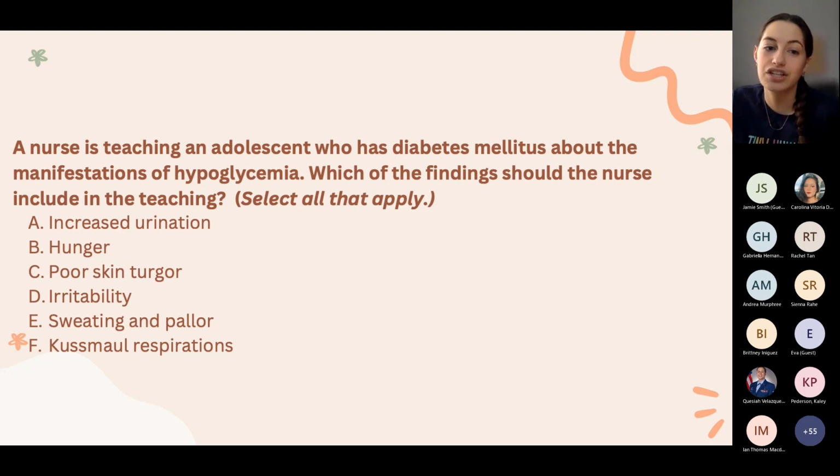All right, a nurse is teaching an adolescent who has diabetes mellitus about the manifestations of hypoglycemia. Which of the following findings should the nurse include in the teaching? Select all that apply. Increased urination, hunger, poor skin turgor, irritability, sweating and pallor, Kussmaul respirations.